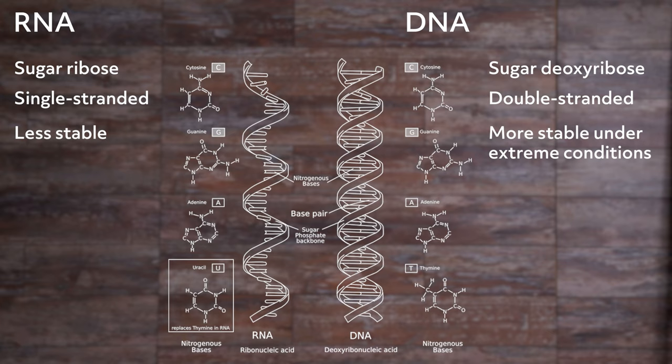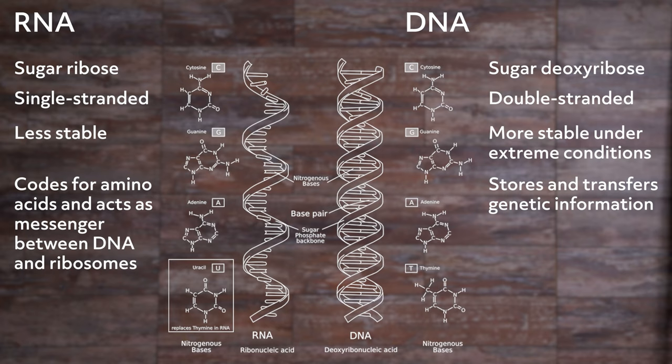DNA and RNA perform different functions in humans. DNA is responsible for storing and transferring genetic information, while RNA directly codes for amino acids and acts as a messenger between DNA and ribosomes to make proteins.